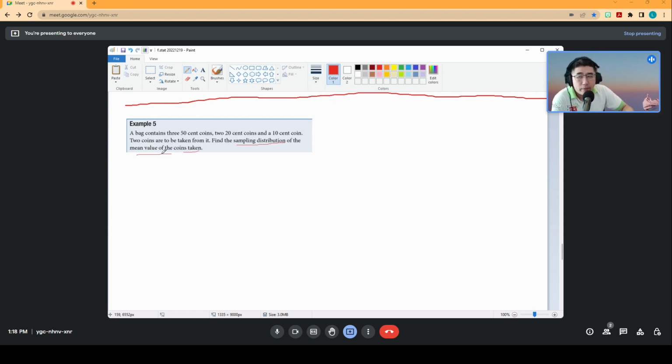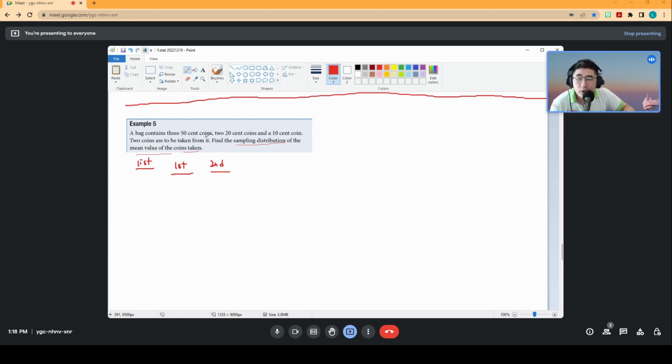The bag contains three 50 cents, two 20 cents, and one 10 cent. So we can construct this in the form of a list. Let's say I do it by list. I will have the first coin, the second coin, the third coin. Two of the coins are drawn, only two. The first coin and the second coin.